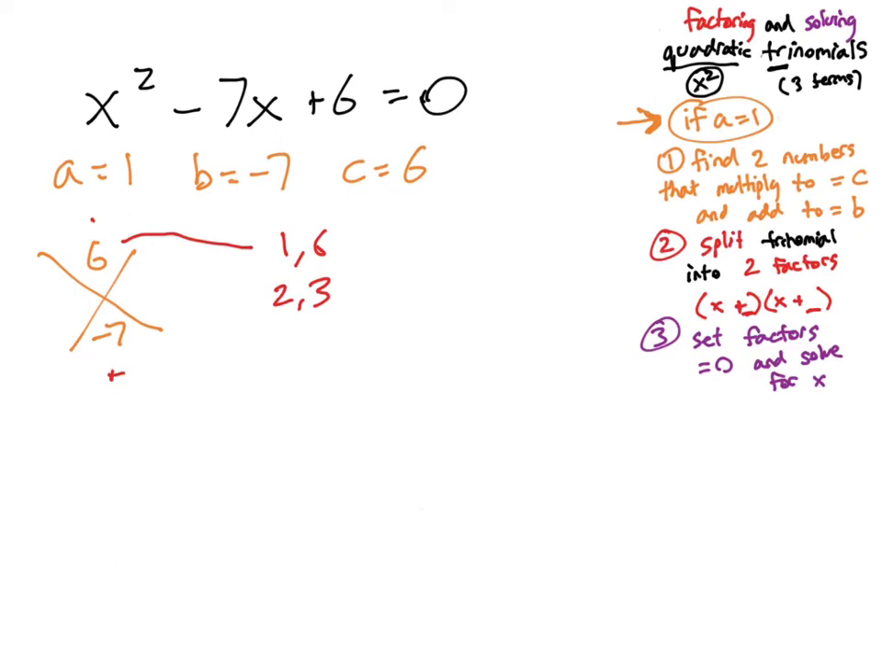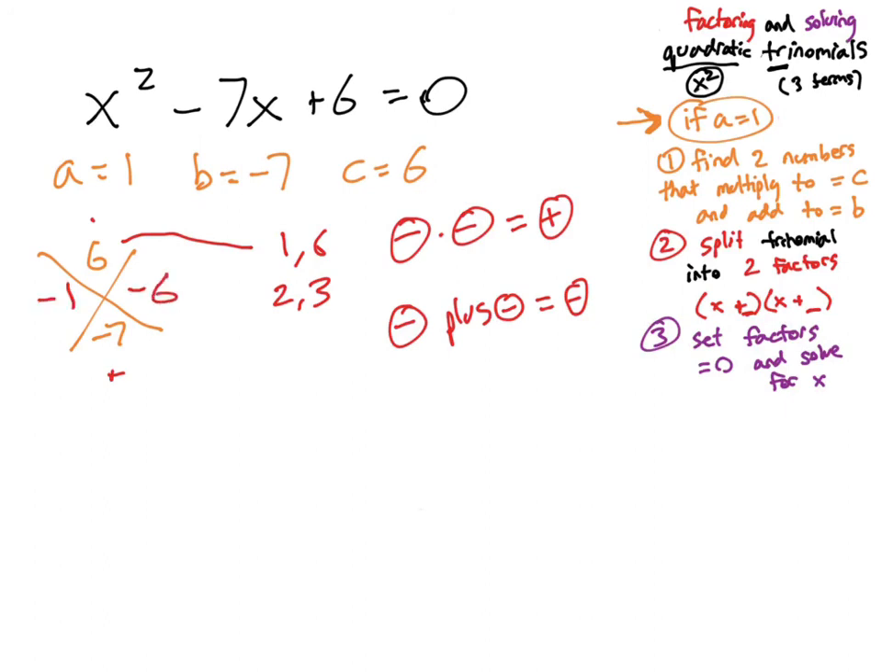Well, how can we multiply to get a positive, but when we add, it's a negative? We can remember that a negative number times a negative number is a positive number, and a negative number plus a negative number is still a negative number. So in this case, two negatives are what's going to solve our puzzle. And if we add -1 plus -6, that gets us -7.